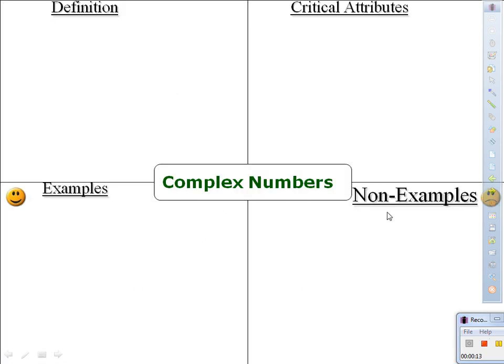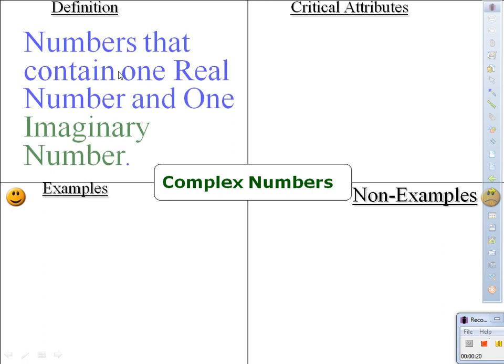All right, in your prayer model, you write complex numbers definition. What are complex numbers? Numbers that contain one real number and one imaginary number. Now, I had done the introduction to complex numbers at the beginning of the school year, but today I'm clarifying it just in case people missed it. Some of you missed it.